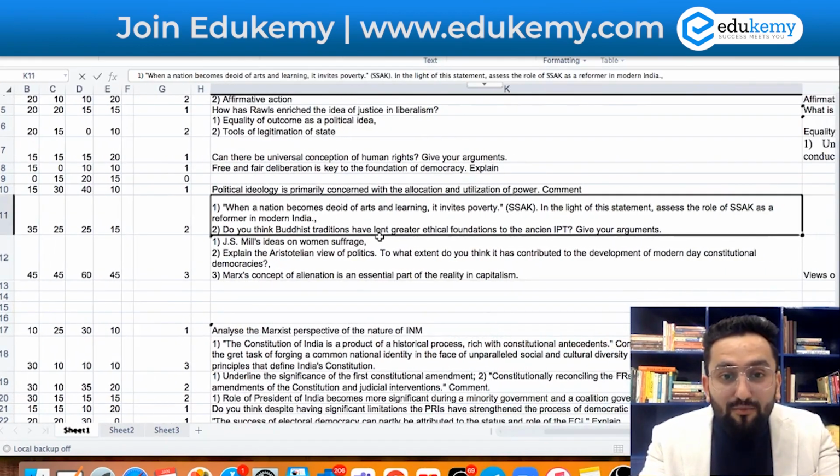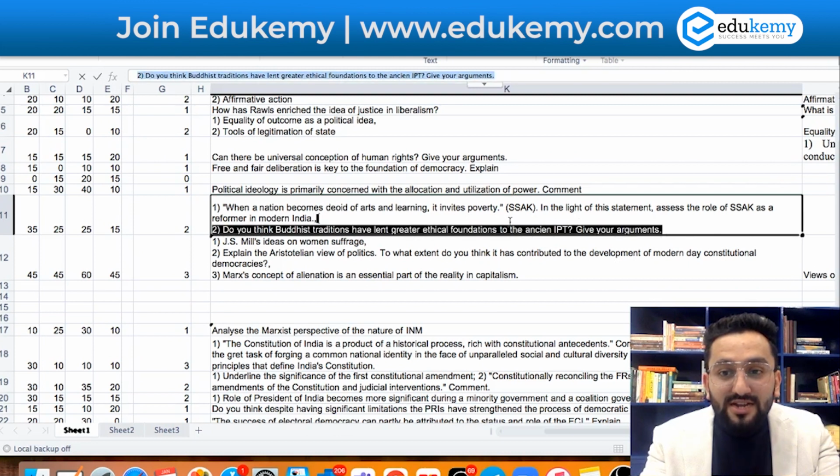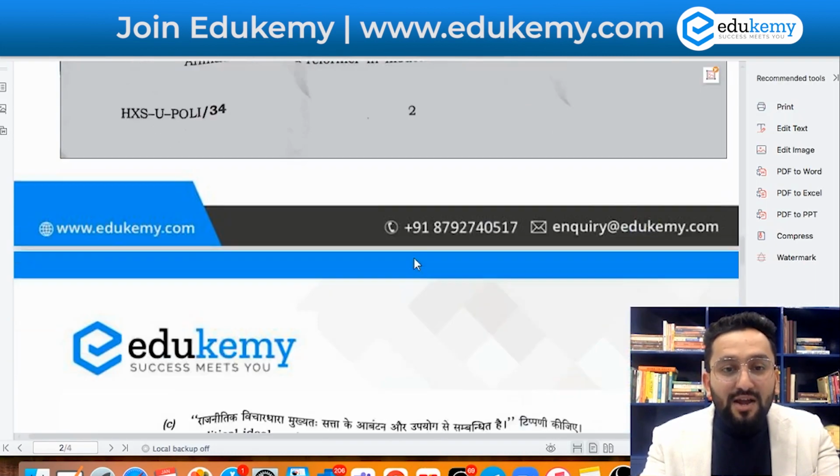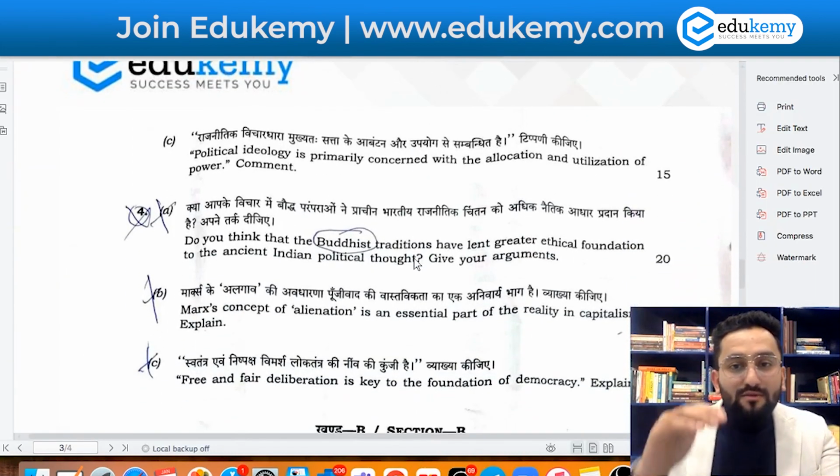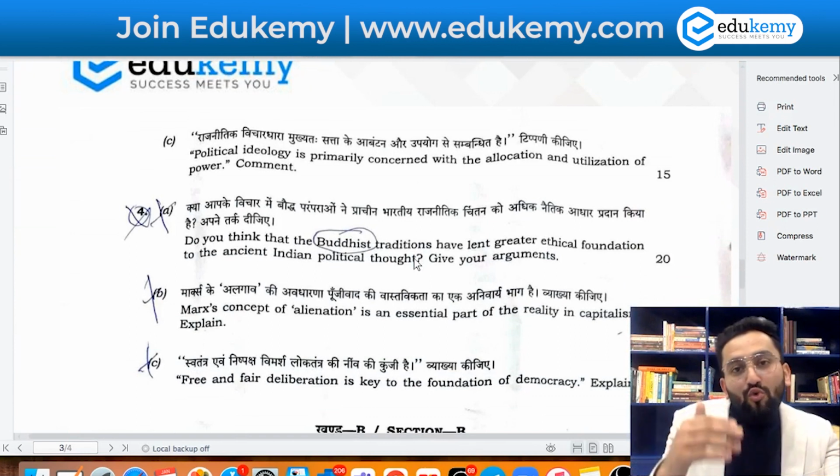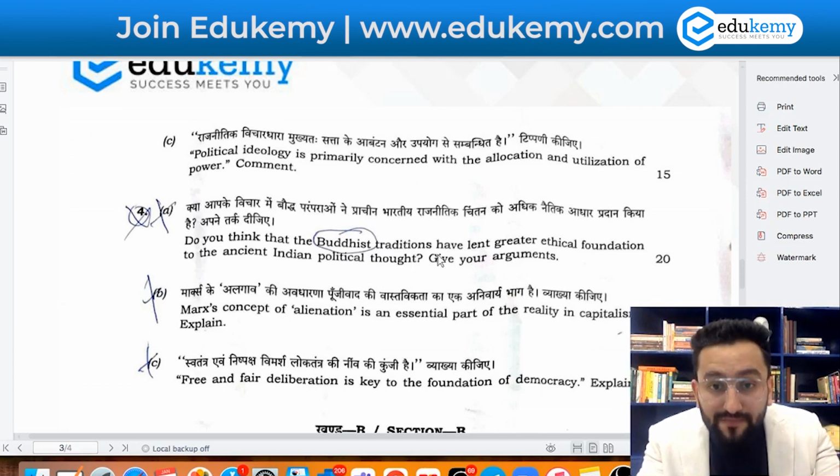Do you think the Buddhist tradition has lent a greater ethical foundation to ancient Indian political thought? Give your arguments. I would say this is also another beautiful question. And here it will be decided who the students are who are going to score above average and average, because I will focus on one point. Now our next question remains.